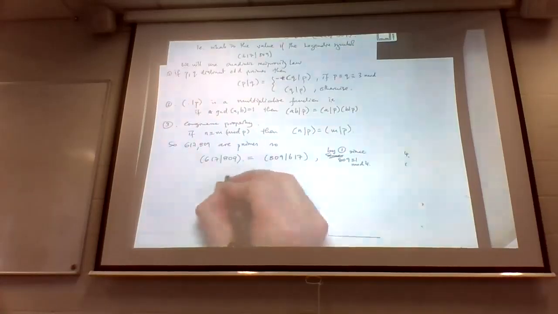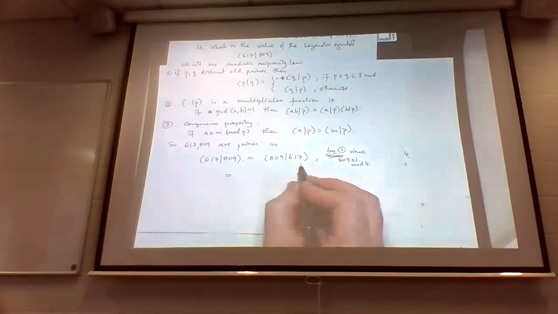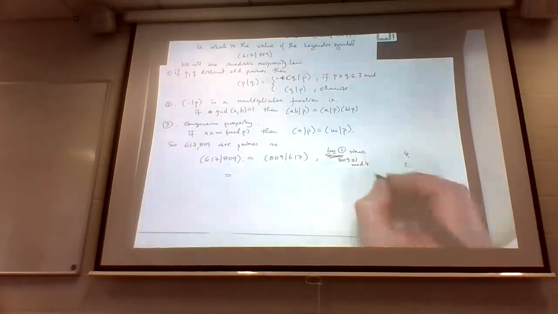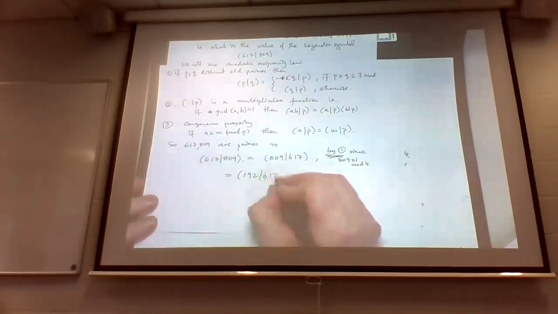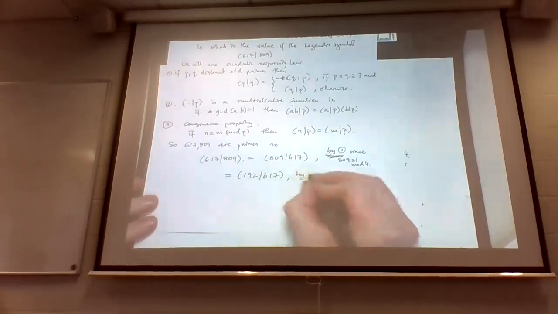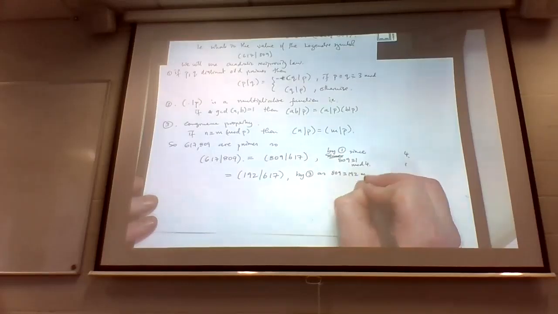So that's a flip. Then you want to do a reduce. 809 minus 617 is 192. So that's (192 | 617), as 809 is congruent to 192 modulo 617.